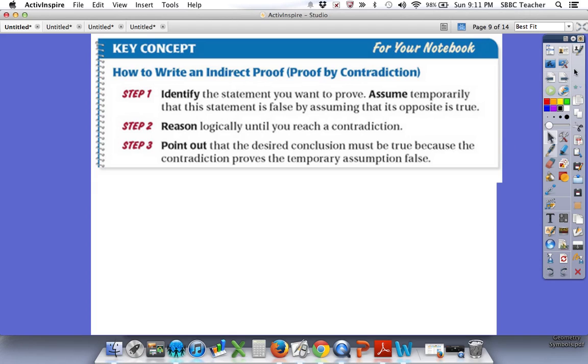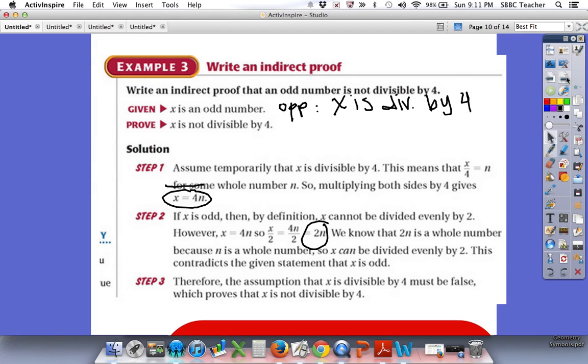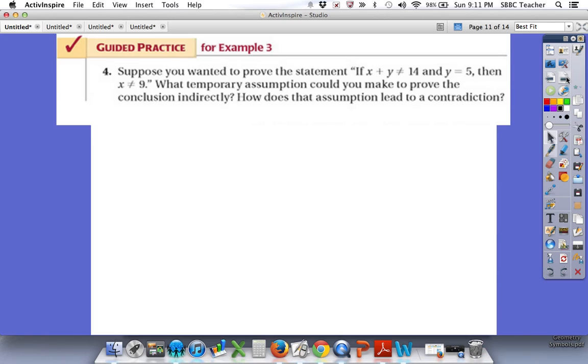Okay, moving on. So let's do a guided practice. Suppose you wanted to prove this statement: if x plus y is not equal to 14 and y equals 5, then x does not equal 9. What temporary assumption could you make to prove the conclusion indirectly?